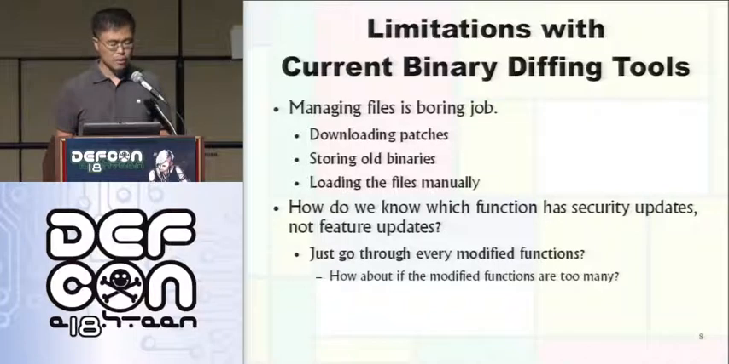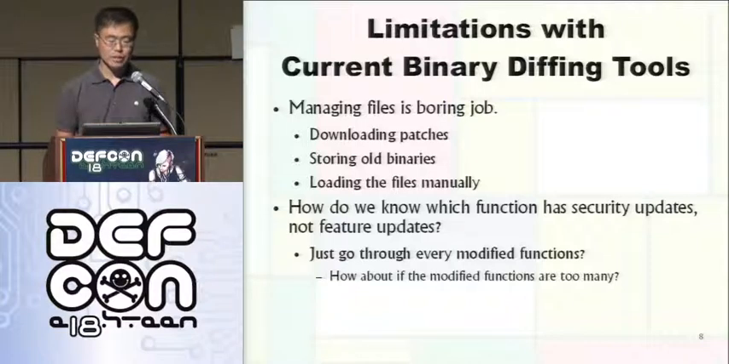One is that managing files is a very boring job. If Microsoft releases patches, for example 12 patches, and they release patches for every OS, then it will include maybe 40 or 50 different binaries. You need to manage all the binaries, and you need to find the old binary matching each one.